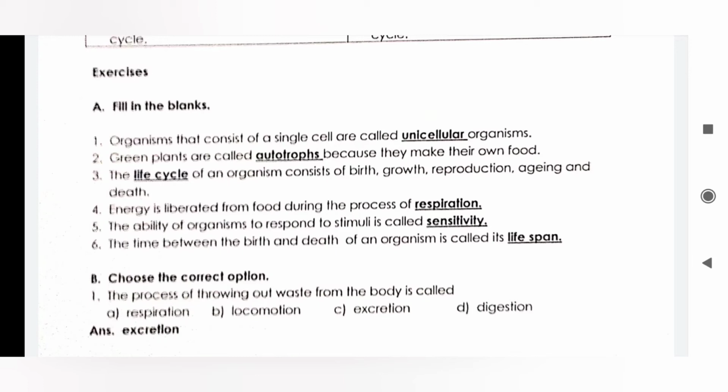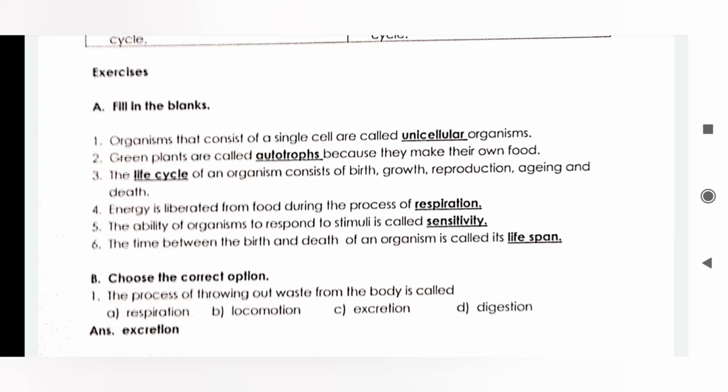First one, fill in the blanks. Organisms that consist of a single cell are called dash. We know that unicellular organisms. The next question, green plants are called dash because they make their own food. Autotrophs. Third one, the dash of an organism consists of birth, growth, reproduction, aging and death. So the answer is life cycle.